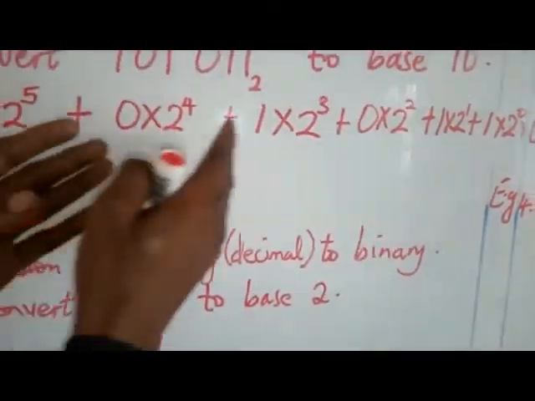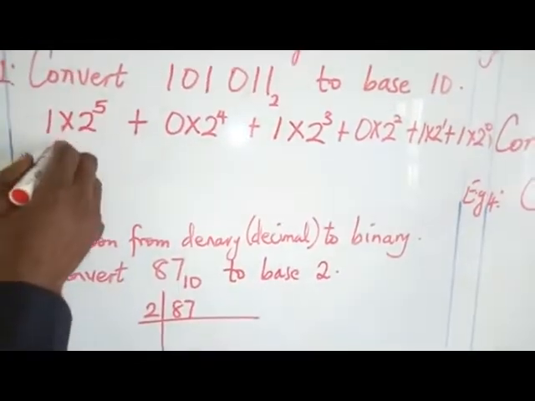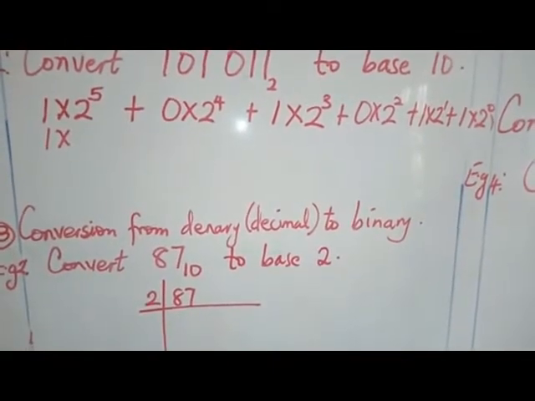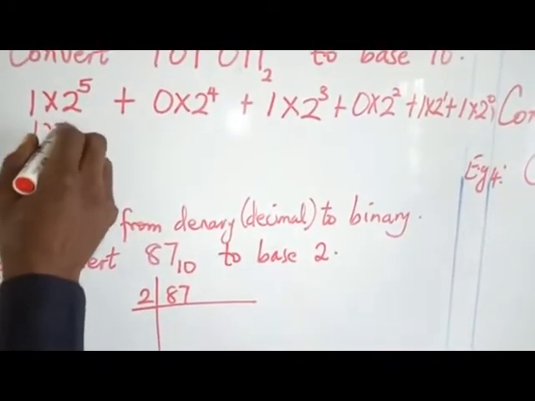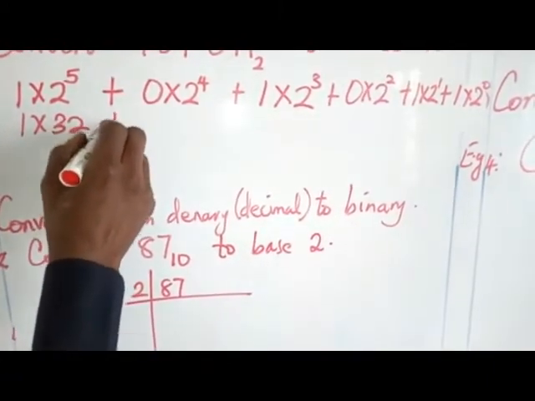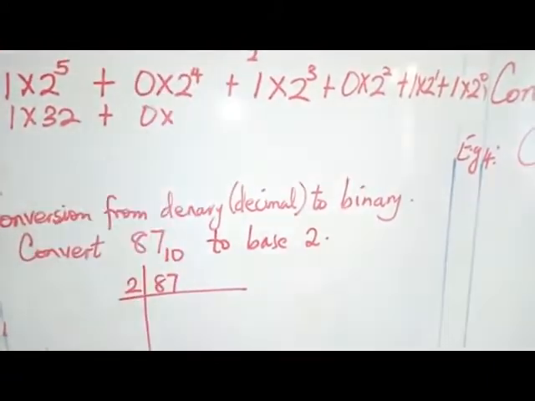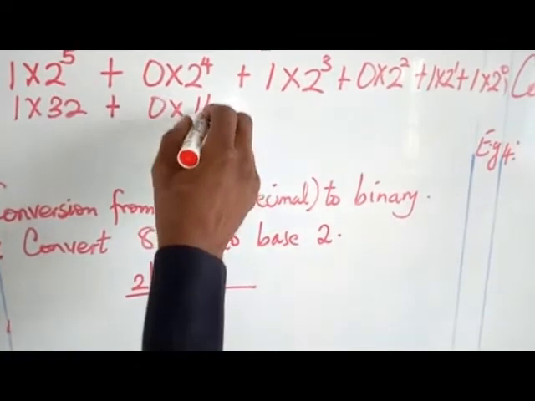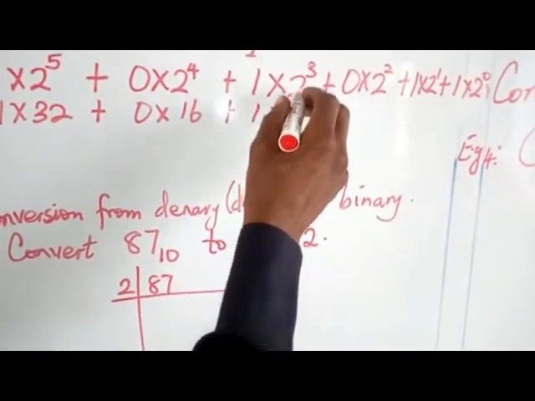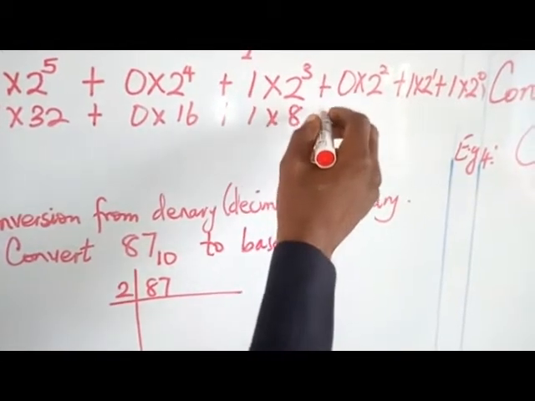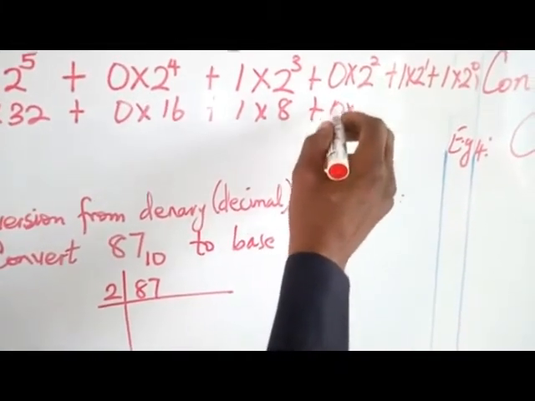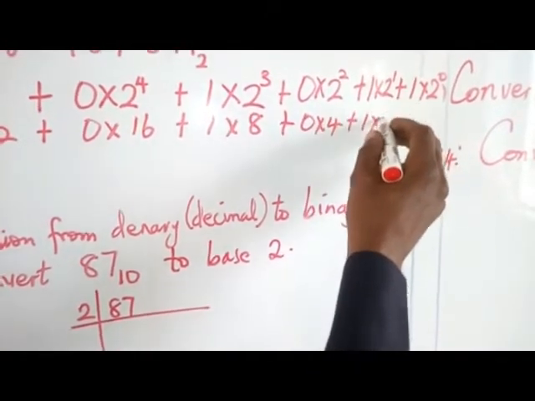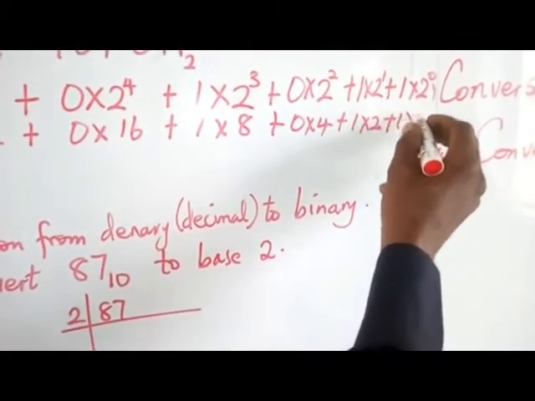So from here we're going to expand these values. 1 times 2 raised to power 5 is the same thing as 2 times 2 times 2, five places, and it's going to give us 32, plus 0 times 2 raised to power 4, which is 2 times 2 four places, and it's going to give us 16, plus 1 times 2 raised to power 3, which gives us 8. Then we have 0 times 2 raised to power 2, which is 4, plus 1 times 2 raised to power 1, which is 2, plus 1 times.